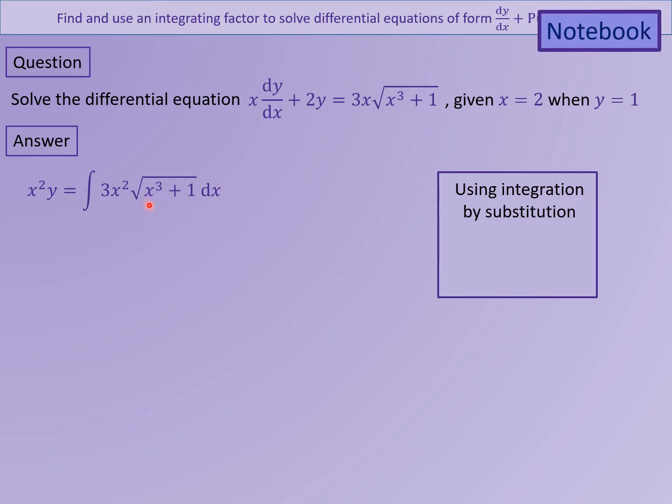Integration by substitution. I'm going to let u equal x cubed plus 1, and I can differentiate it, and I get du equals 3x squared dx. Which means that when I substitute that in, that 3x squared and that 3x squared will cancel out. That's going to leave me du as what I'm integrating in terms of. And of course, this bit could be written as u square rooted, which is u to the half.